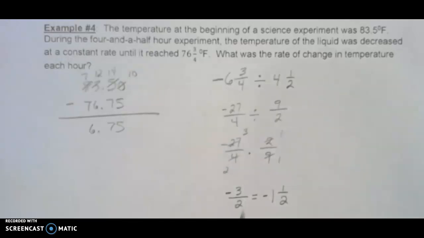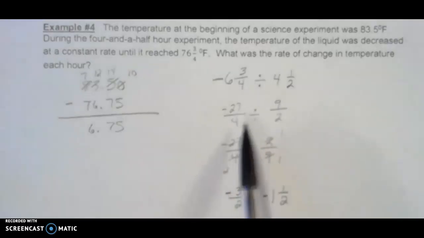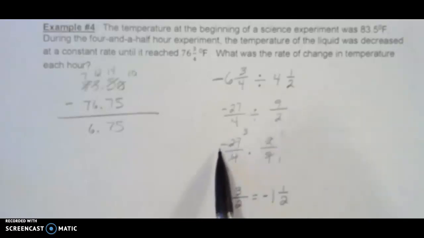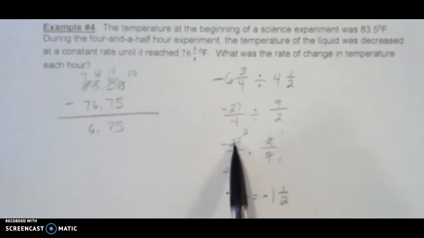So when we do the division, don't forget to change everything into fractions first, and then we're going to multiply by the reciprocal of the divisor. So it was negative 27/4 times 2/9. 2 and 4 simplify with a factor of 2. 9 and 27 simplify with a factor of 9. And when we multiply, that gives us -3/2, which is -1.5. So the temperature dropped 1.5 degrees each hour.